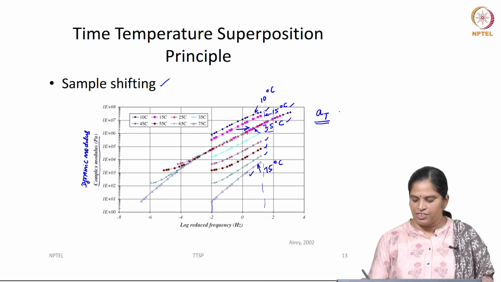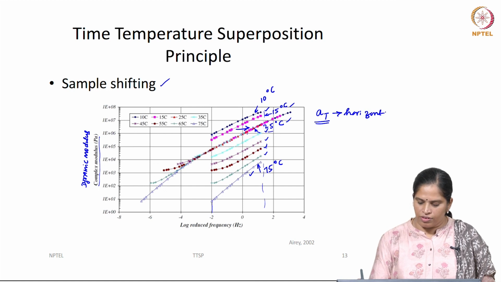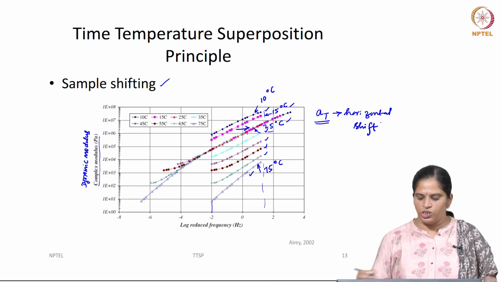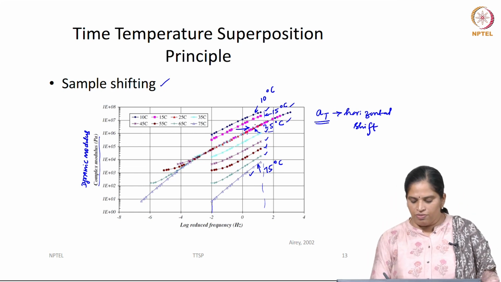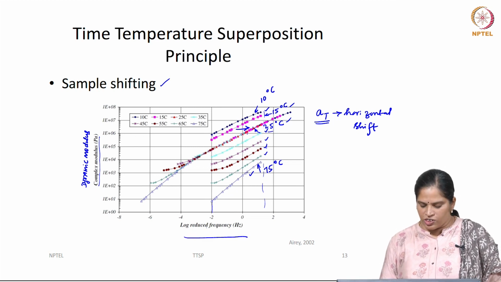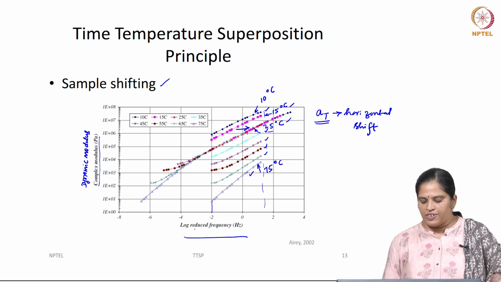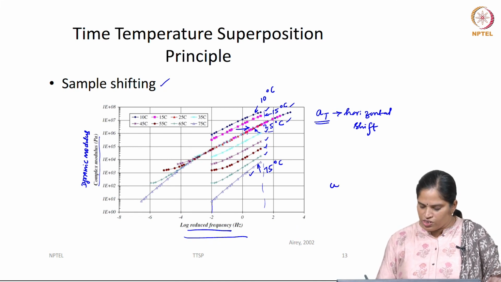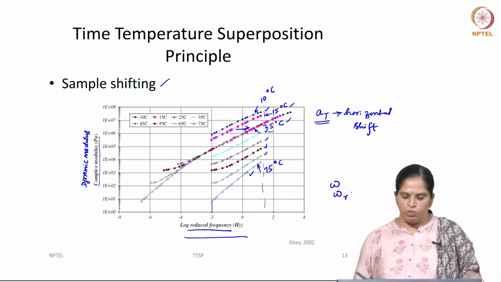Shift factor is nothing but the amount of shift we do horizontally. So, it is just a horizontal shift. The modulus value will never change, only the x scale will change. If the x scale changes after shifting, we call it a reduced frequency. So, it is reduced frequency, not just frequency. If we generally denote frequency by omega, reduced frequency we denote as omega r.